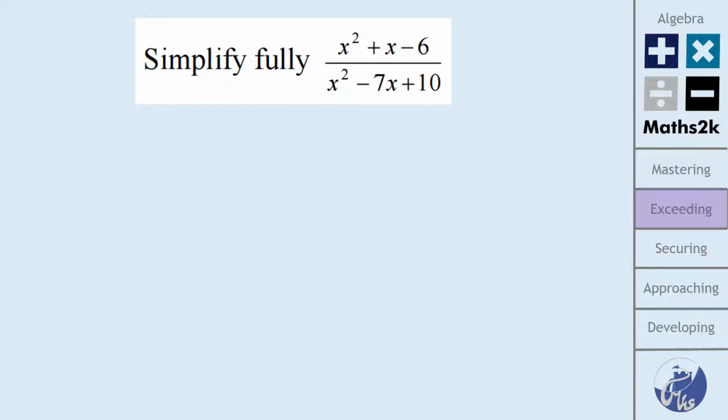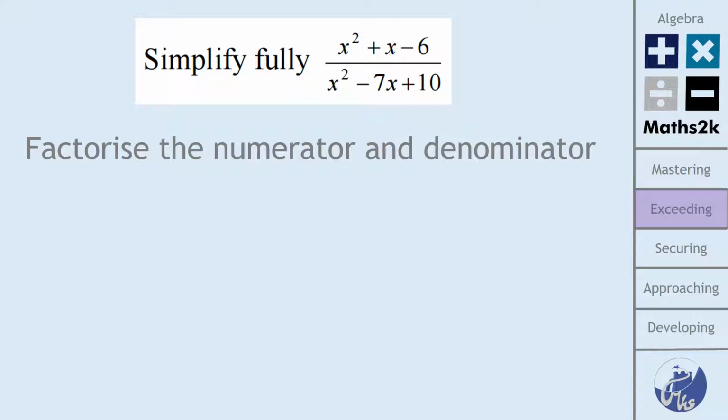So here we have an example which would be a GCSE style question where we have a fraction which contains two quadratics, and we would have to simplify this fully in order to complete the question. Typically you could get about 3 marks for this question. 2 of those marks would come from the correct factorization, because as they are quadratics we would want to look to factorize both the numerator and denominator and see what we have after we do that.